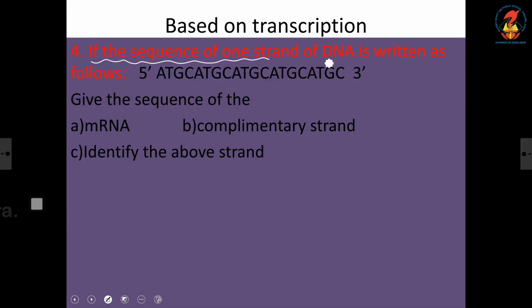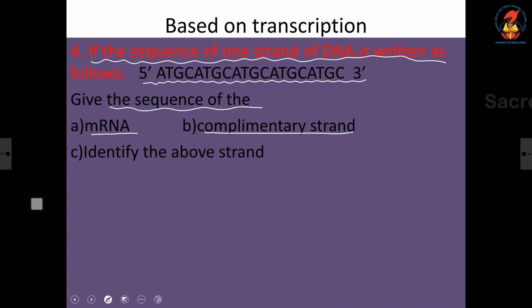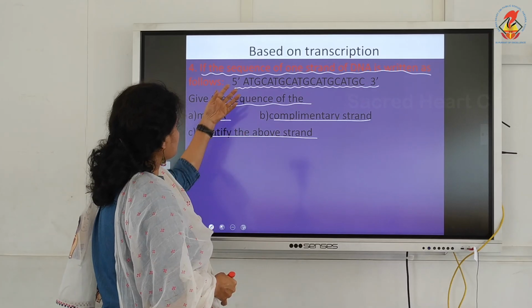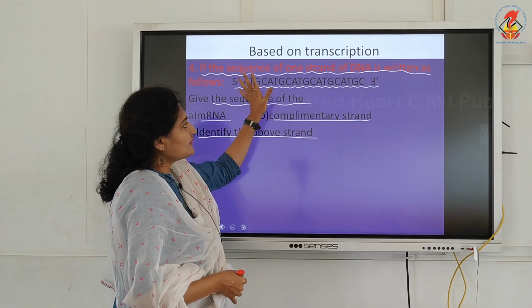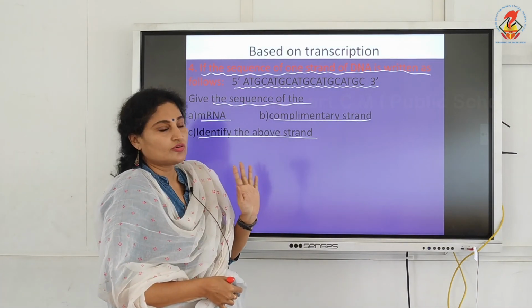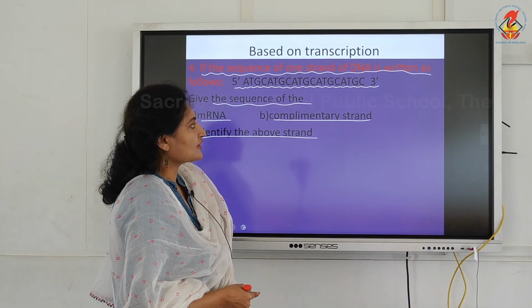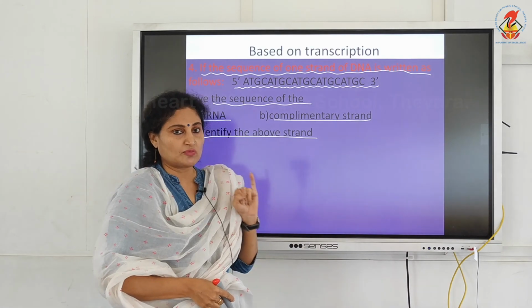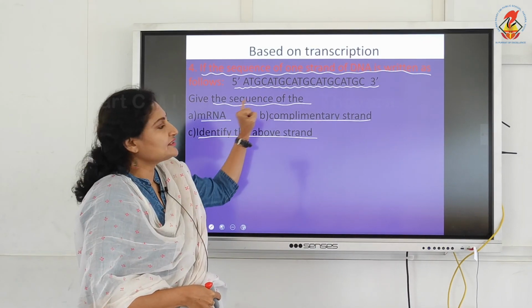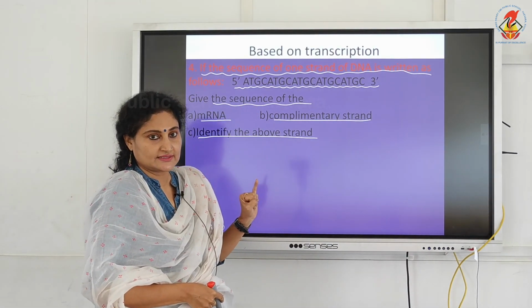If the sequence of one strand of DNA is written ATGC, ATGC, ATGC, ATGC, ATGC, give the sequence of the mRNA, complementary strand, and identify the above strand. So there are three questions based on this. The given sequence is that of one of the strands of DNA. So the tip number 1 I am giving you: first of all, you identify which strand of DNA it is.